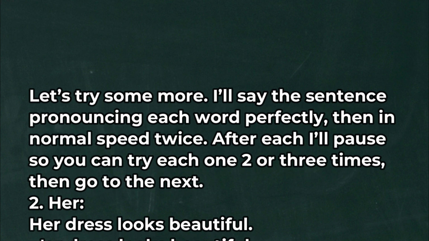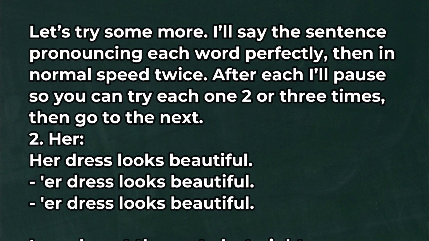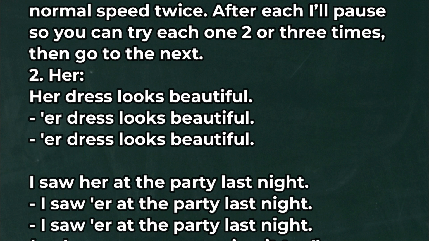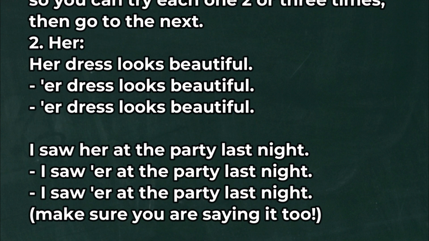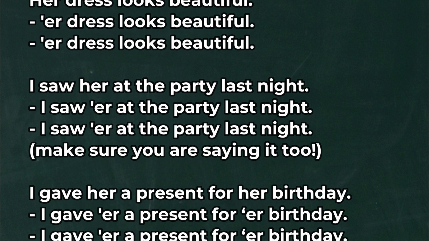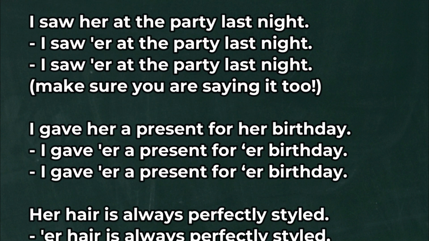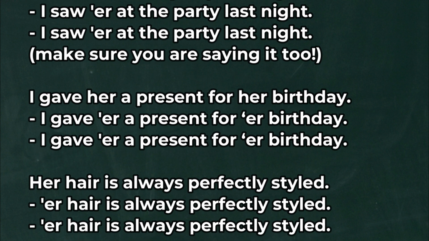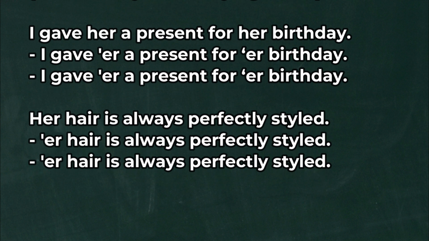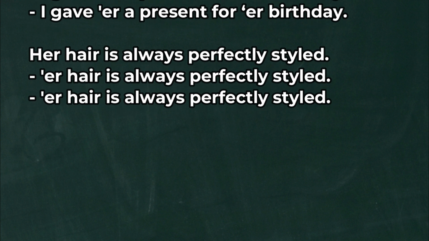2. Her. Her dress looks beautiful. Her dress looks beautiful. I saw her at the party last night. I saw her at the party last night. I gave her a present for her birthday. I gave her a present for her birthday. Her hair is always perfectly styled. Her hair is always perfectly styled.